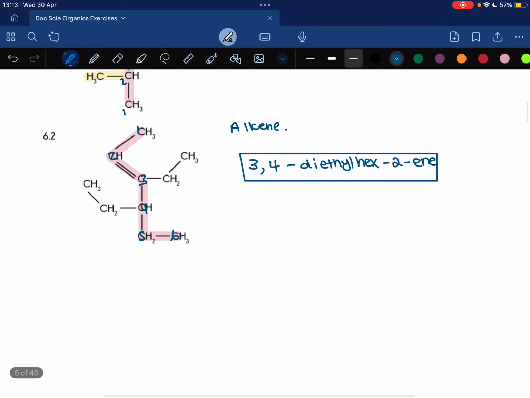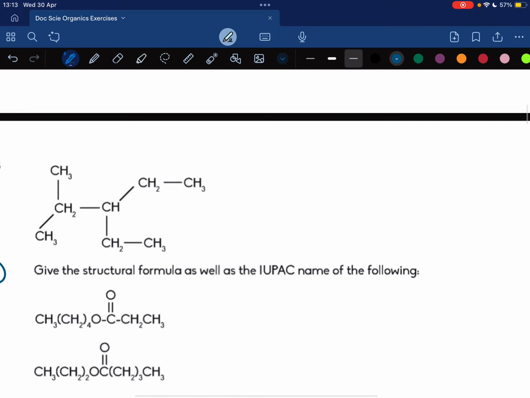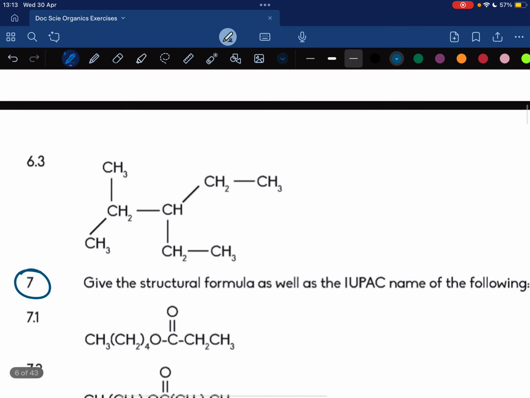Okay, then moving to 6.3, I can see again it's just an alkane, so I'm going to find my longest carbon chain. So let's go 1, 2, 3, 4, 5. We can clearly see the longest carbon chain is going to be 5.